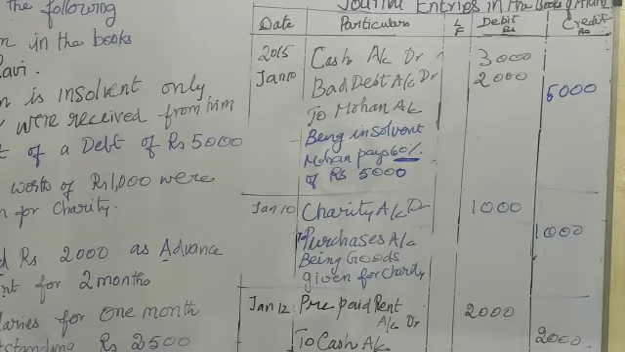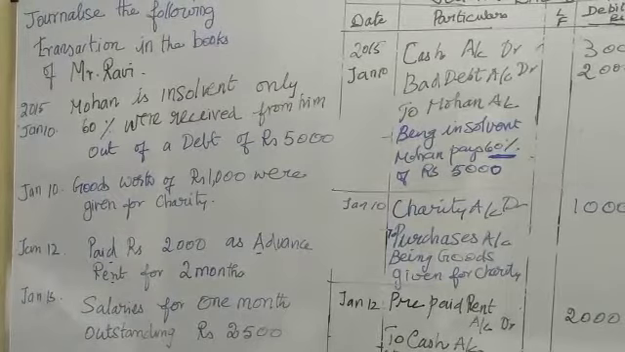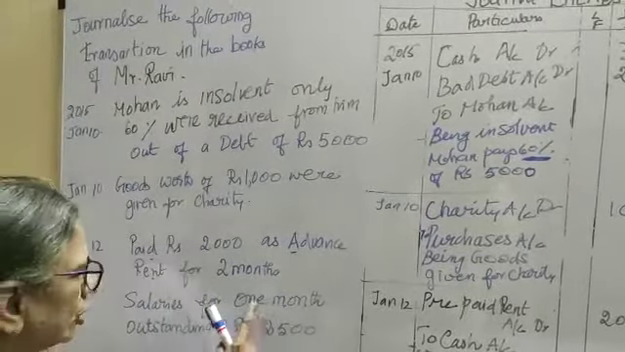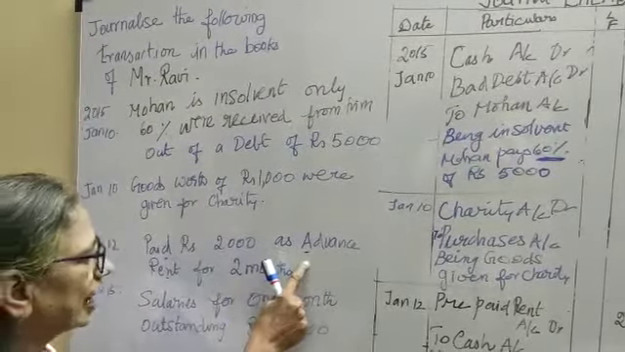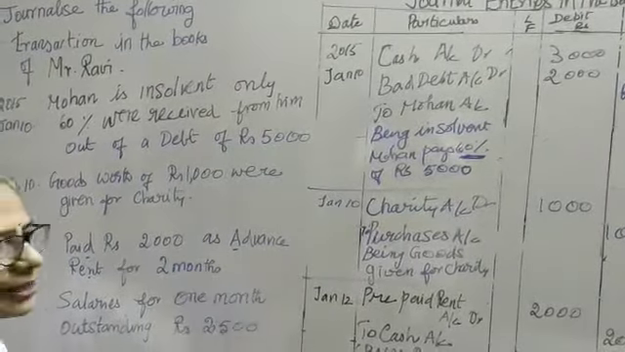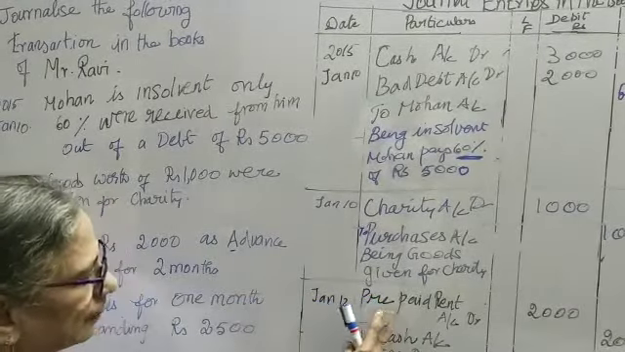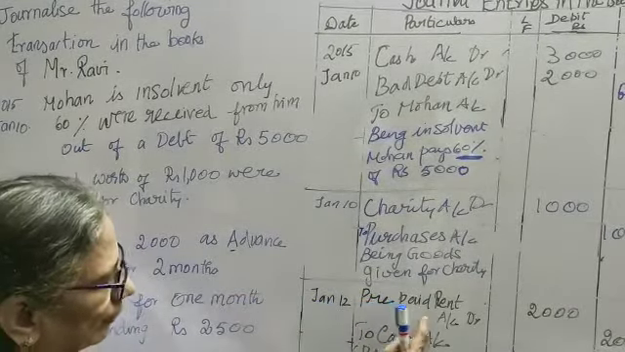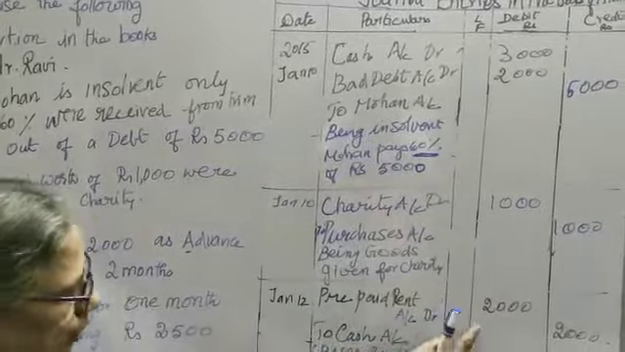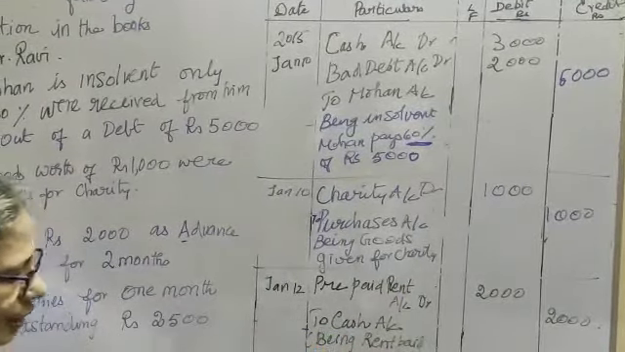Next, paid rupees 2,000 as advance rent for 2 months. Now, what will be the entry? Paid in advance means prepaid. Prepaid is an expense, and all the expenses have a debit balance. Prepaid rent account debited 2,000 to cash account 2,000, being rent paid in advance.